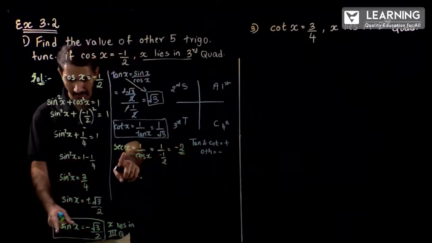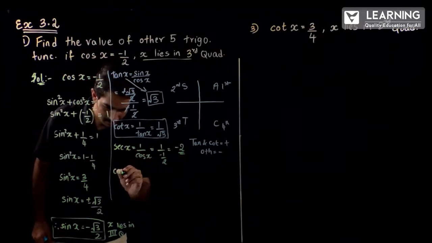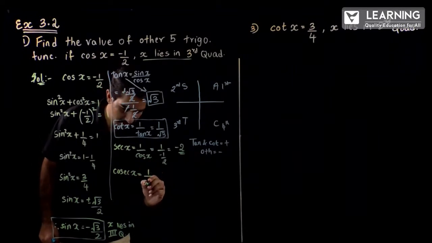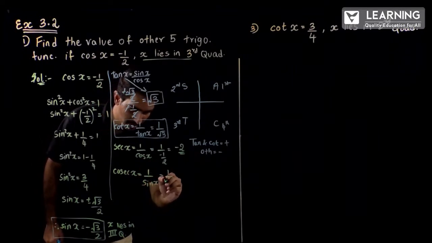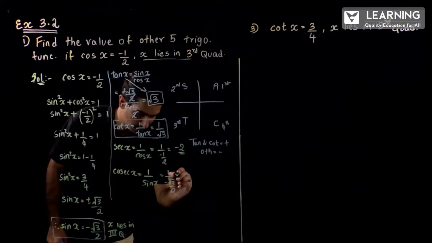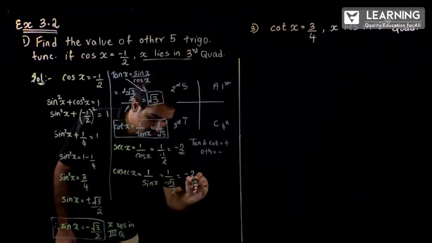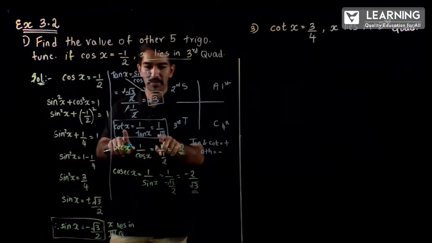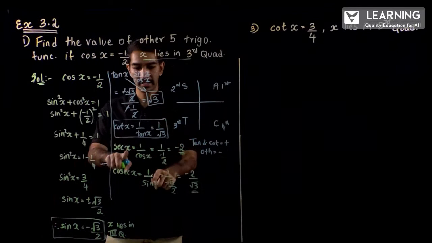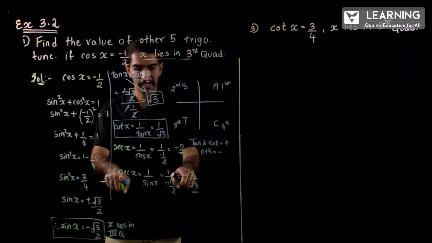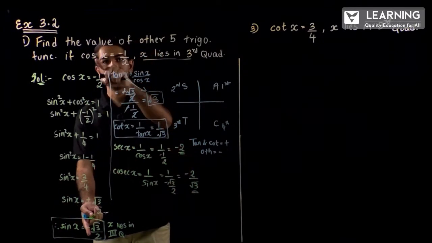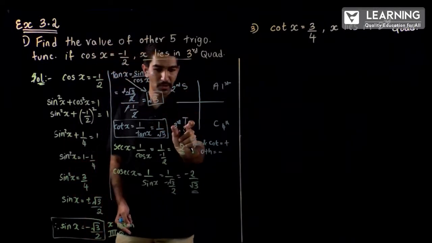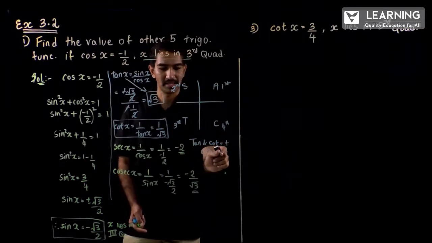Similarly, the last one is cosecant x. Inverse of sine, that is 1 by sine x, which equals 1 by minus root 3 by 2, which is equal to minus 2 by root 3. Check here, cot is positive, tan is positive, secant negative, cosecant negative, sine negative, cos also negative. Why? The only reason is x lies in the third quadrant. In the third quadrant, only tan and cot are positive, others are negative.